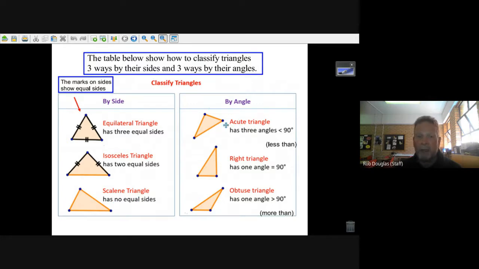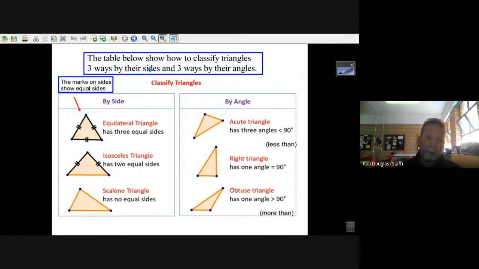Acute, all the angles are less than 90 degrees. A right triangle has one angle that's 90, and the other 2 have to add up to 90. Since one angle's 90, it makes it a right angled triangle. Now, if you've got an angle that's bigger than 90 degrees, there's a special name for that triangle. It's called an obtuse triangle. It has one angle greater than 90 degrees.